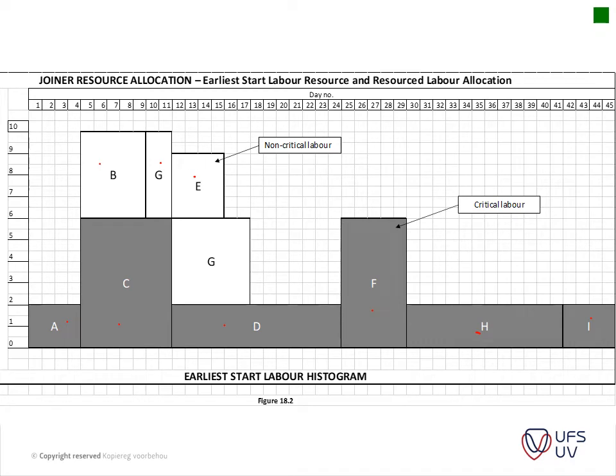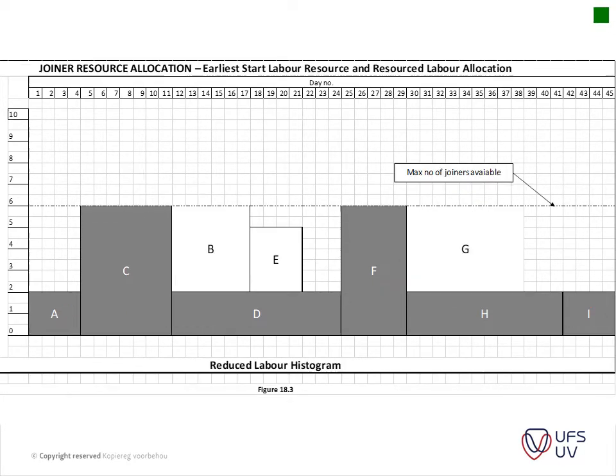Okay, so if the project completion date is not to be extended, the solution to the problem is to level the labor demand within the program according to the joiners available, like I said. Okay, this is shown in figure 18.3, which also indicates improved continuity of work by the joiners. Okay, so basically items B, E, and G are drawn out over this section.